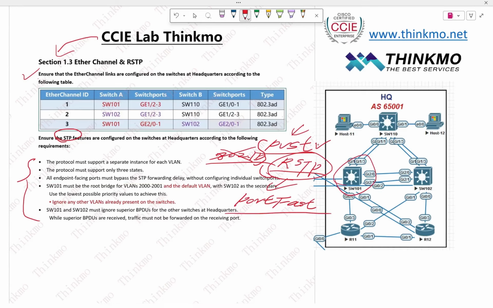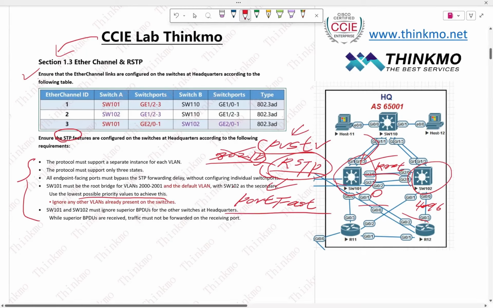Next, SW100 and 1 needs to become the root bridge for this network. Then 102 becomes the secondary root, the backup, right? This is also very simple, just need to set its priority to 0 and set the other one to 4096. That's it, right? The priority can only be set to 0 or a multiple of 4096, so we'll set it to the lowest. The question requires us to use the lowest value as the priority, right? So 0 and 4096 meet the requirements of the question.